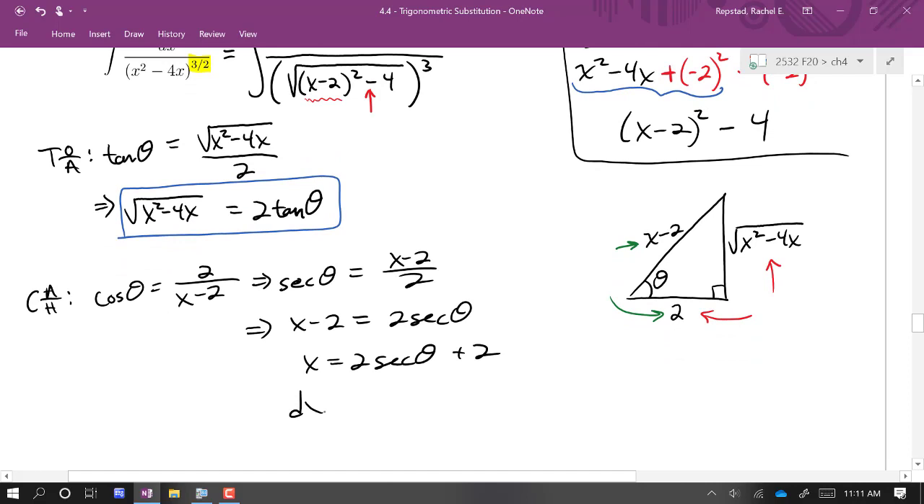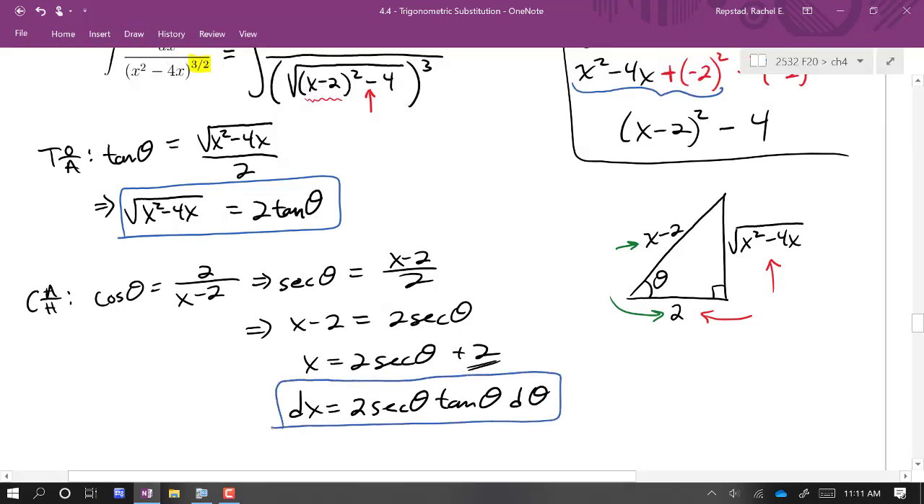Now we can get dx. So that'll be a 2 secant theta tan theta d theta, right? The derivative of 2 is 0, so that constant term drops off when we find dx. And I think we have everything we need to make the substitutions.